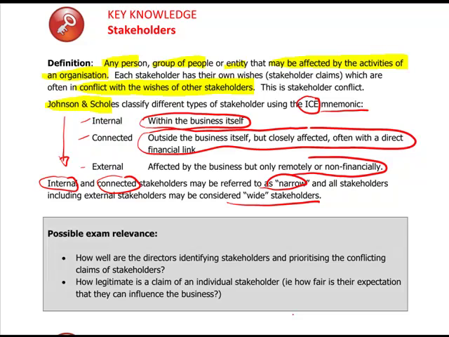So, how well are the directors identifying stakeholders and prioritising the conflict? What the examiner quite often does is paint a scenario, and then you've got to identify how well they're doing, what the issues are, what the practical issues of the question are, and that's when you apply your knowledge. And how legitimate is the claim of any individual stakeholder? Again, another scenario might be painted and you've got to talk about it. An exam question had a football club moving into a new area, and the examiner asked about all the stakeholders and who had more rights and this, that and the other. So your knowledge does get applied in a practical situation.